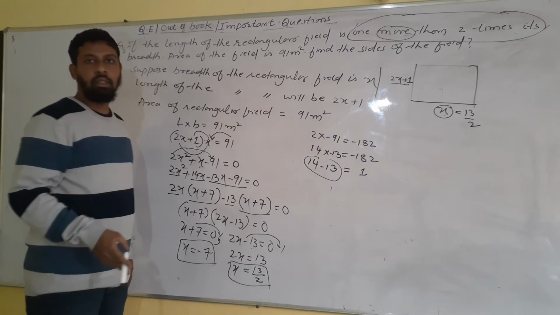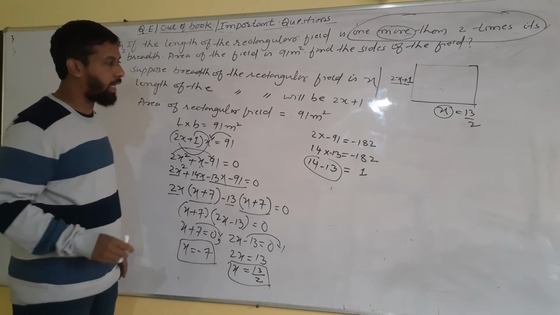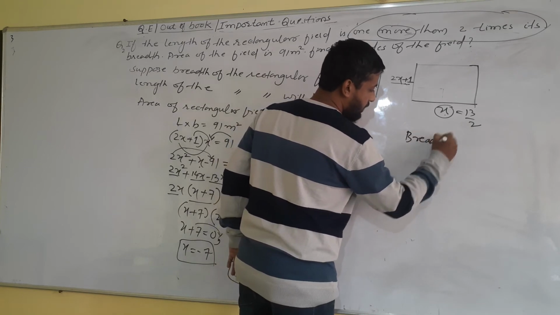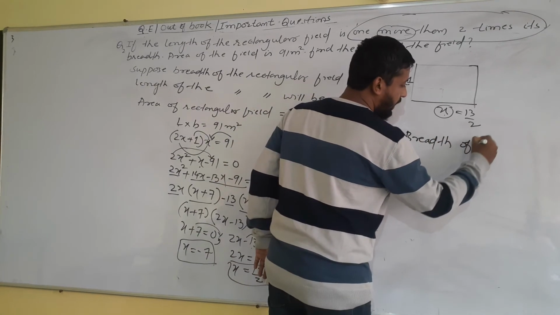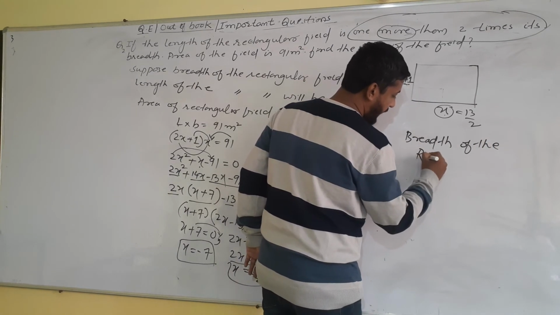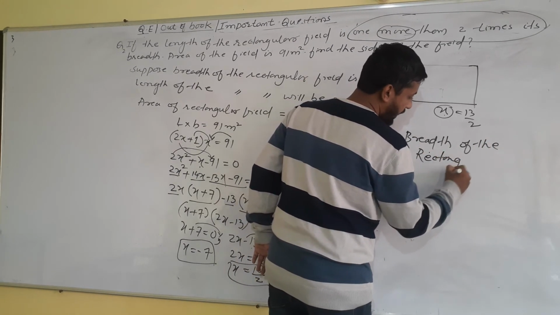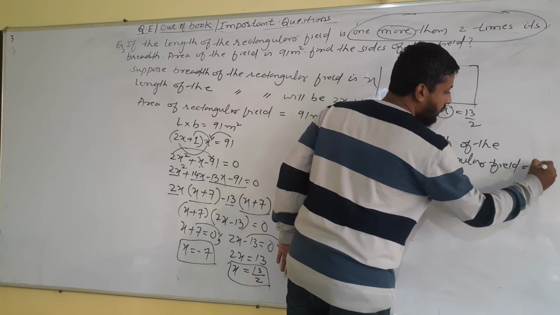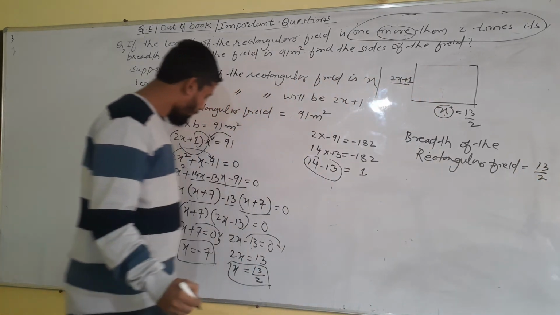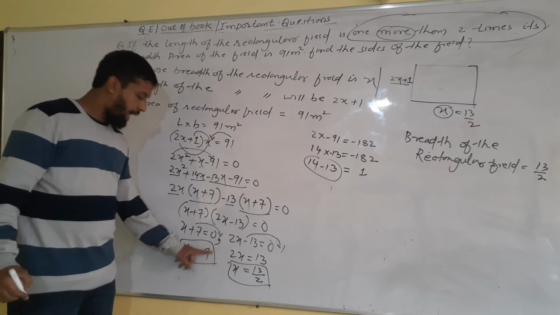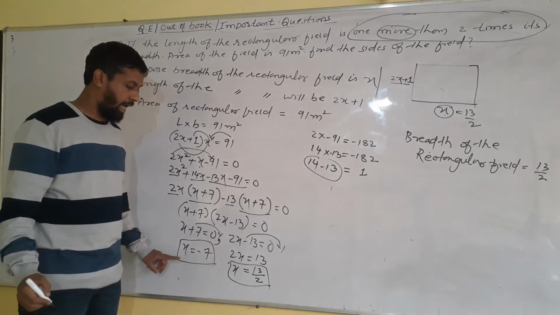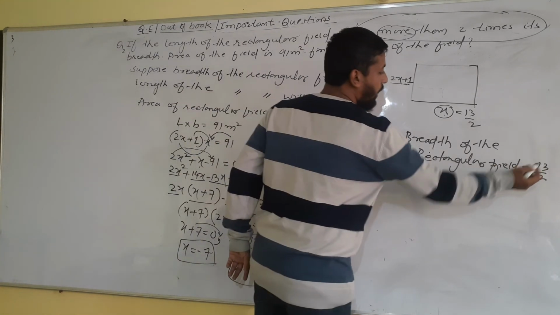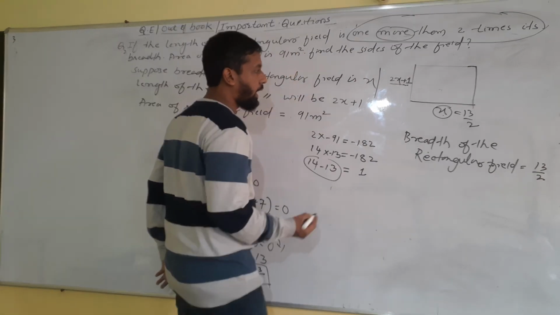Now we can write the length of the rectangular field if we know the breadth. I am writing, first I will write the breadth. Breadth of the rectangular field is equal to 13 by 2. As we know, if we got two values, the minus value can be neglected, and we have to consider the positive value. So we consider the positive value. Breadth of the rectangular field is 13 by 2.